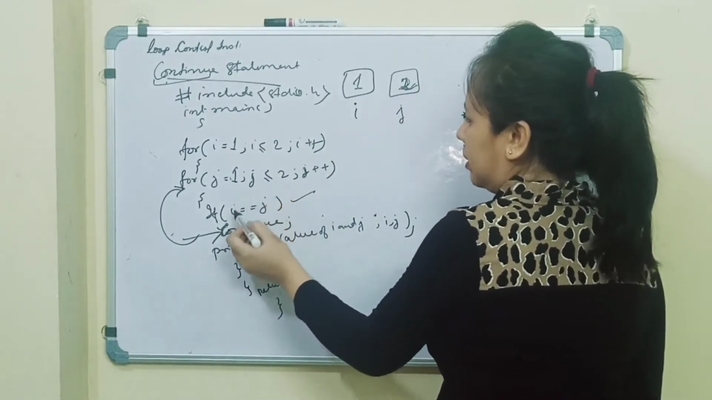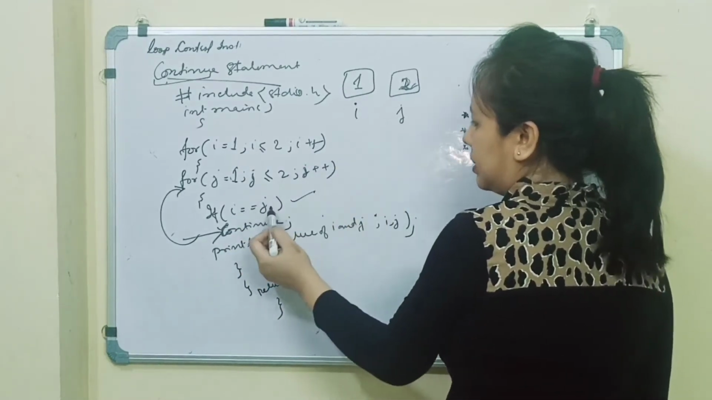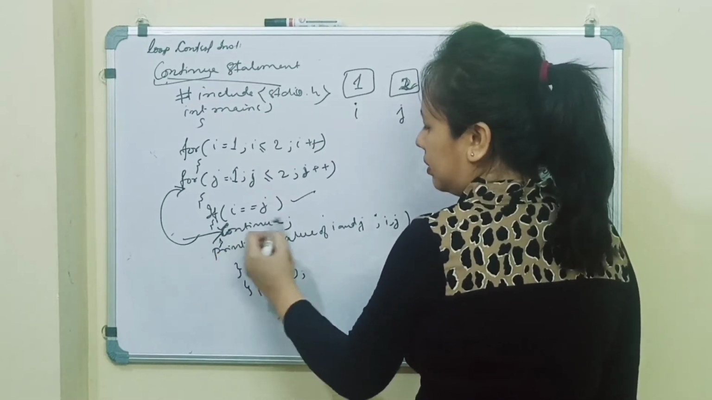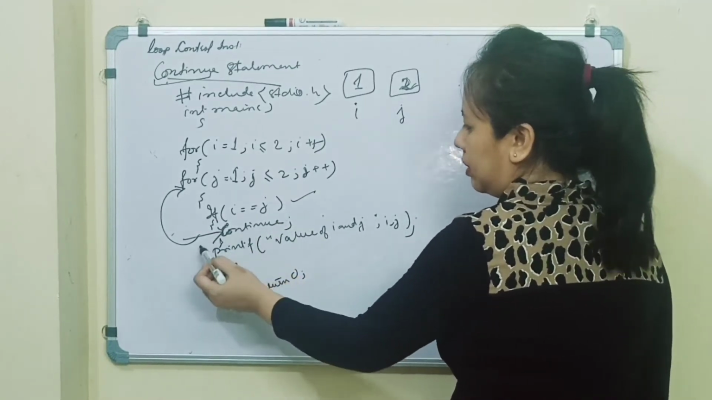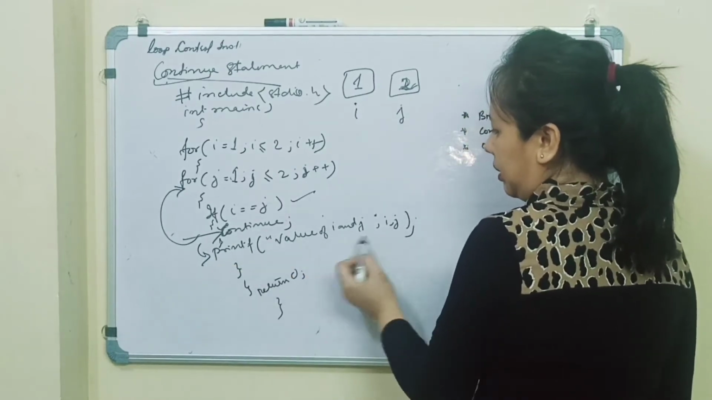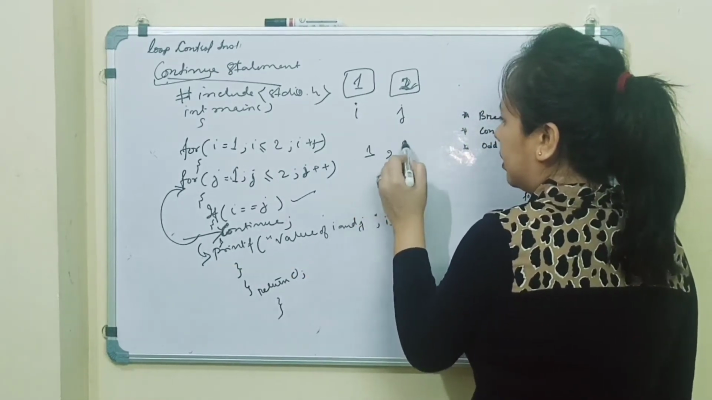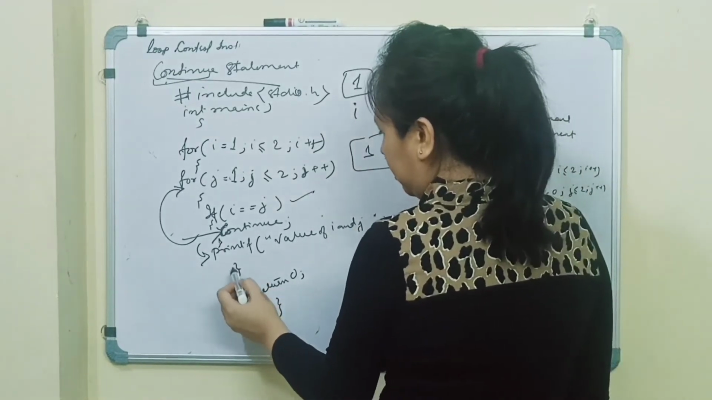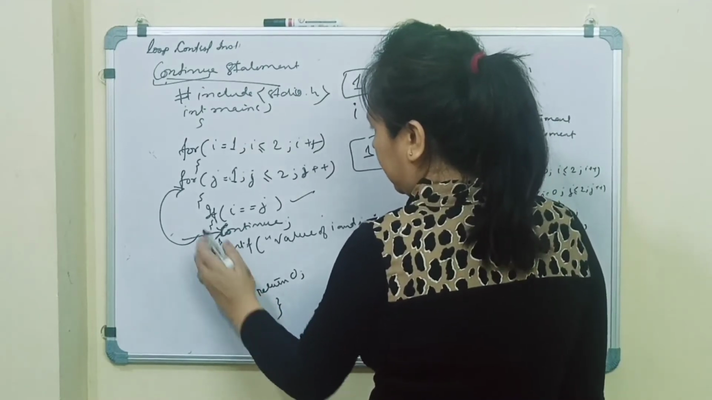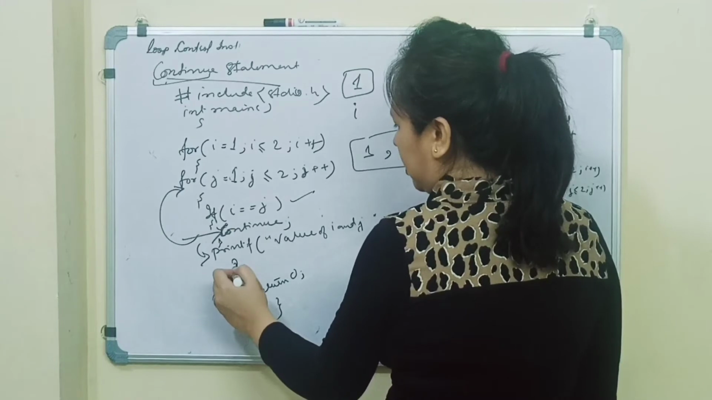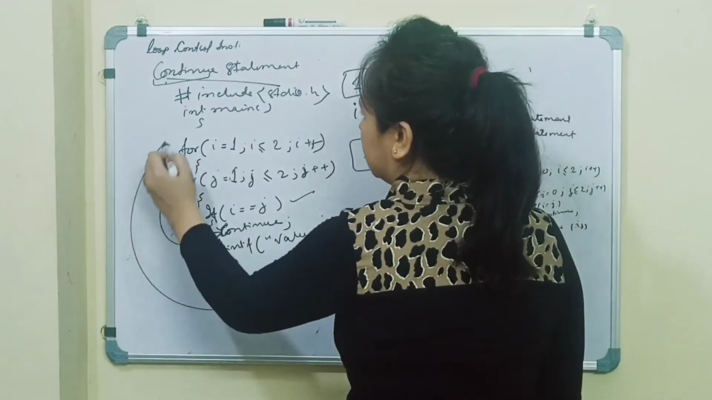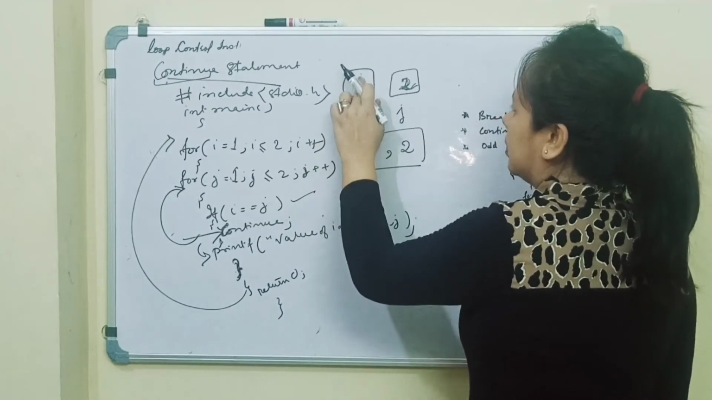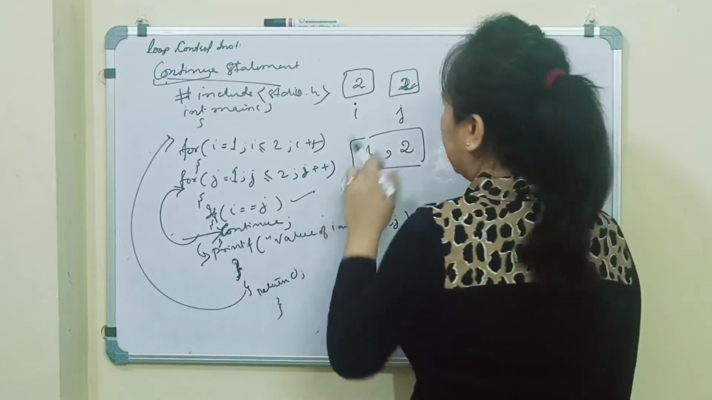Now j is 2. Is i equal to j? No, the values of i and j are not equal, so this condition is false. This continue statement will not be executed, and the control will pass to the print line, printing the values of i and j. So in the output you will see the values of i and j as 1 and 2. Now the execution of this for loop will be closed and the control will pass to the first for loop.